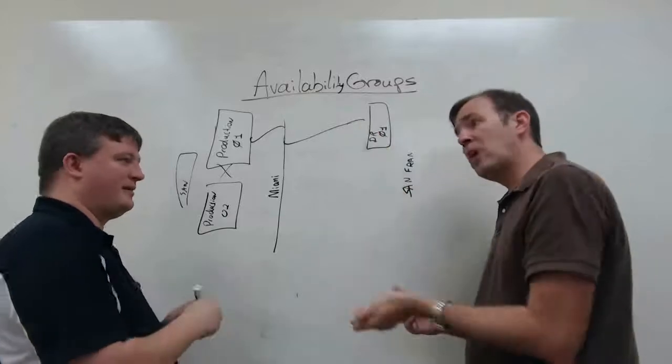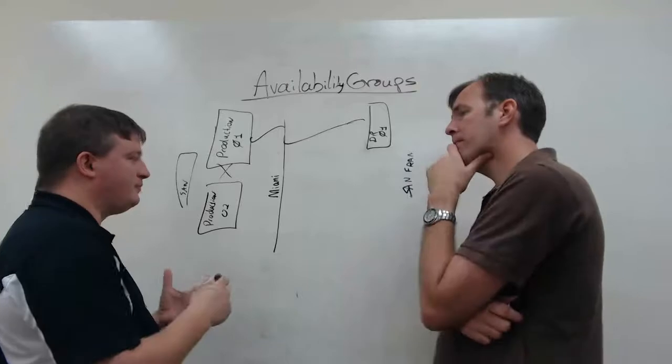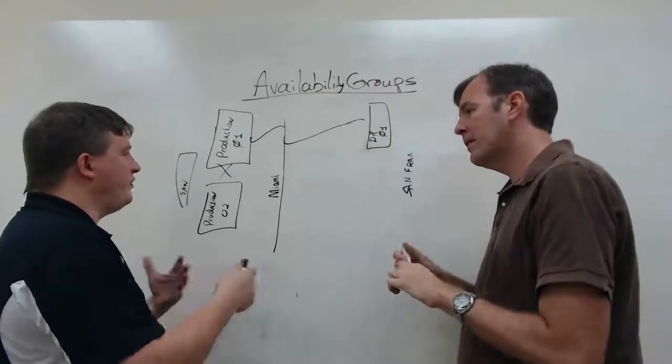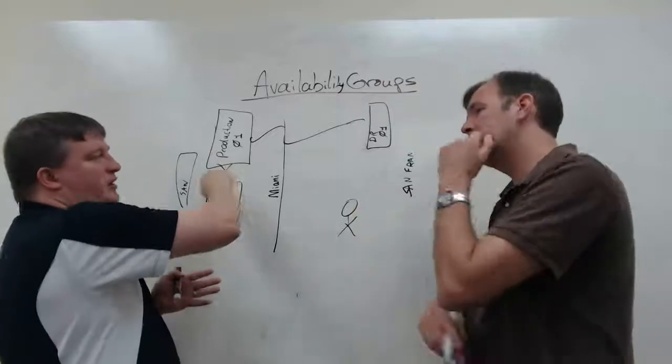Now, mirroring is probably the most common one we saw DBAs use. It is. And the problem with that is you've got kind of a disjointed system now, because you've got failover clustering here and you've got mirroring here.